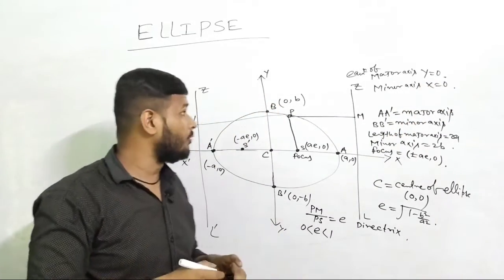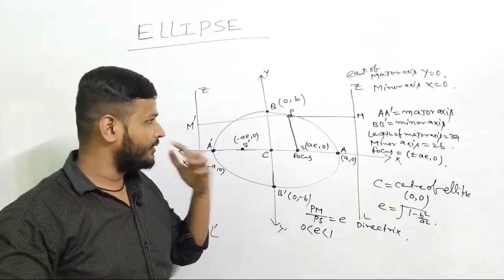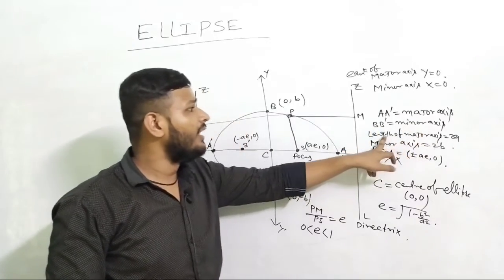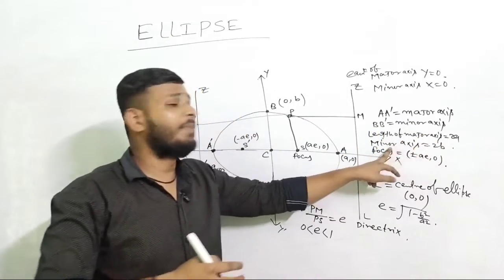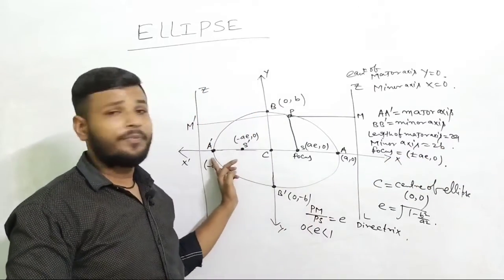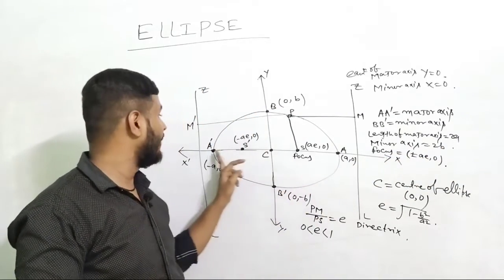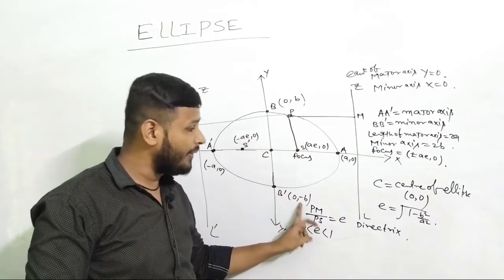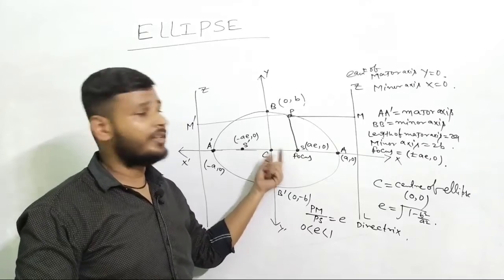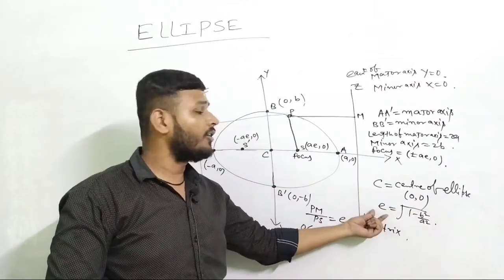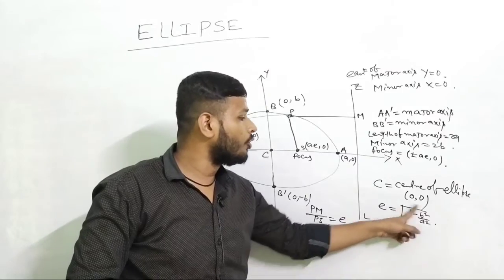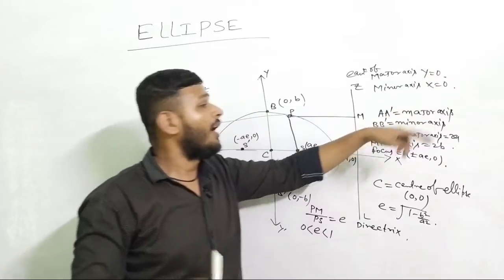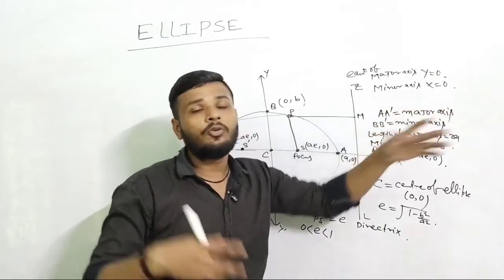Again we repeat the formulas of the ellipse. A dash A is known as the major axis, B dash B is known as the minor axis. The length of the major axis is 2a, the length of the minor axis is 2b. The coordinates of A are (a, 0) and A dash (minus a, 0), the coordinates of B are (0, b) and B dash (0, minus b). The center of the ellipse is (0, 0) at the origin, and the eccentricity is root over 1 minus b square by a square. The equation of the major axis is y equal to 0 and the equation of the minor axis is x equal to 0.